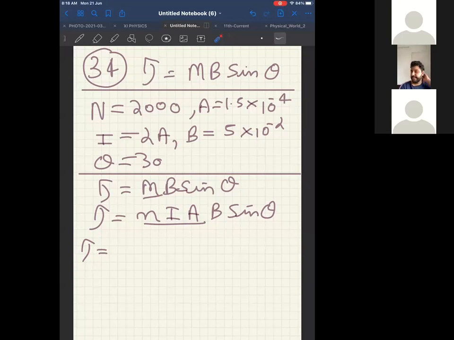Answer will be C. Getting it, all of you? Clear? Answer will be C. Similarly, question number 35, take it as your homework 3.